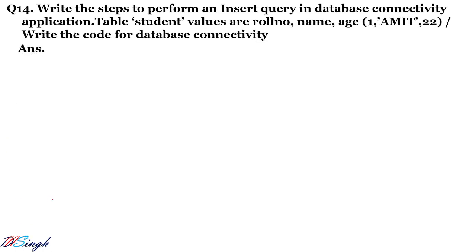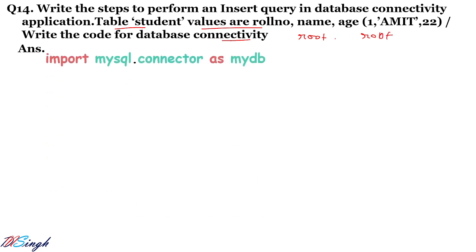Write the steps to perform an insert query in a database connectivity application. Table student, values are roll number, name and age. Write the code for database connectivity. I will tell you, username you can consider as root and password you can also consider as root. For database connectivity, we need to call the connect function.